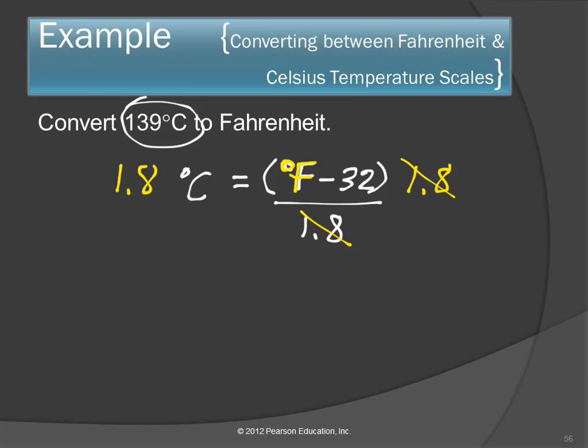Now I've got Fahrenheit minus 32 is equal to 1.8 times the Celsius temperature. Well, how do I get rid of minus 32? I add 32. Because 32 minus 32 is 0, and adding 0 doesn't do anything. If I add 32 to one side, I have to add 32 to the other side.